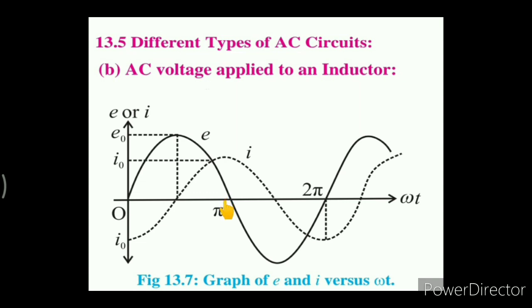That means the EMF and current are both sinusoidal of the same frequency, but the EMF leads the current by the phase angle pi by 2, or the current lags behind the EMF by the angle pi by 2 radians.